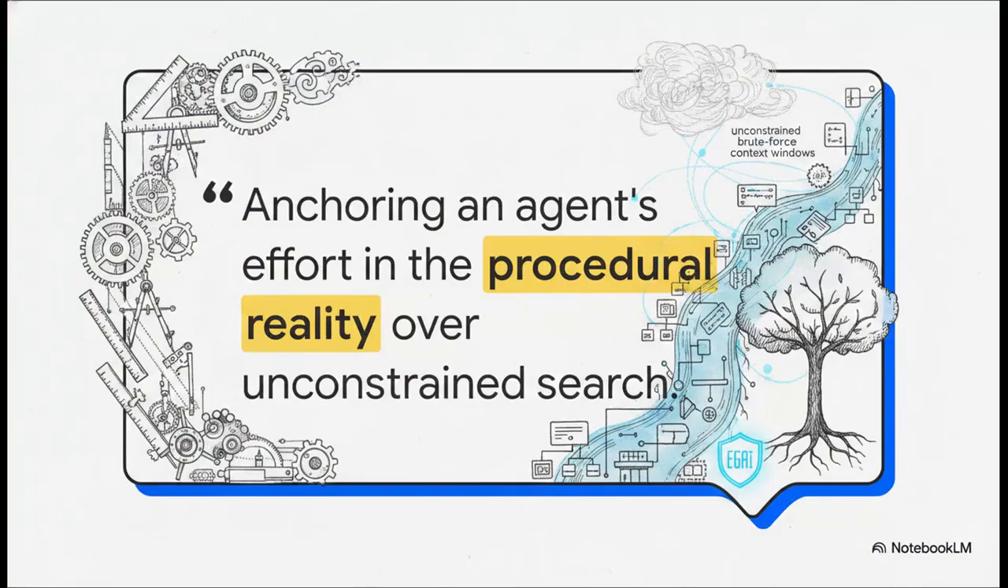The researchers position this framework as a cornerstone of engineering-grounded AI, or EGAI. The idea is to anchor an agent's effort directly in the physical, model-based procedural reality of the task, rather than letting it rely on unconstrained, brute-force context windows. It's about applying hard engineering disciplines like structural task heuristics and verifiability straight into artificial reasoning.